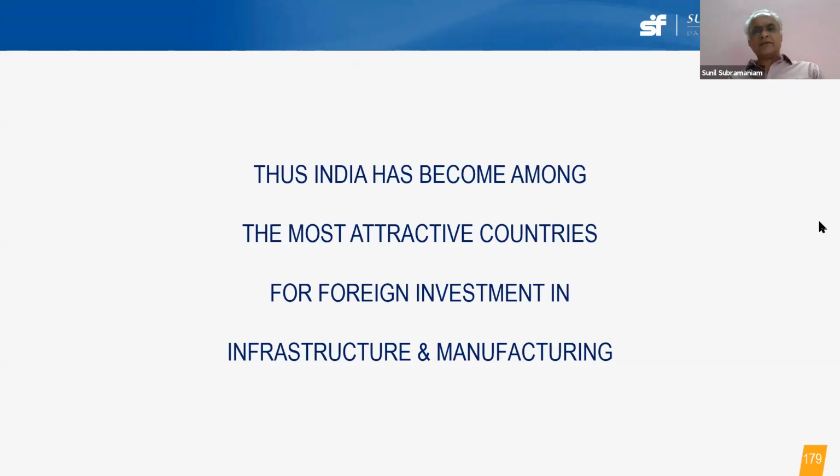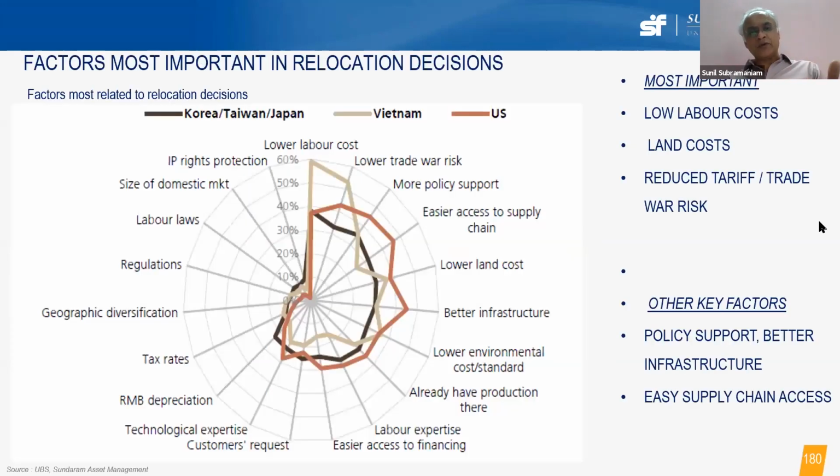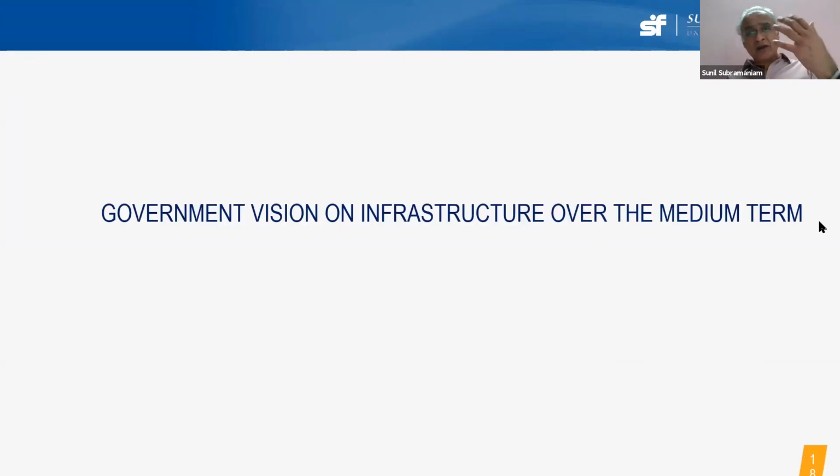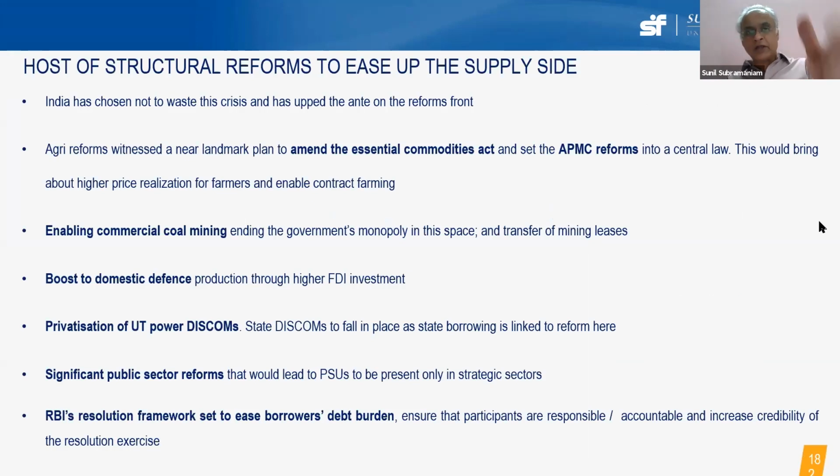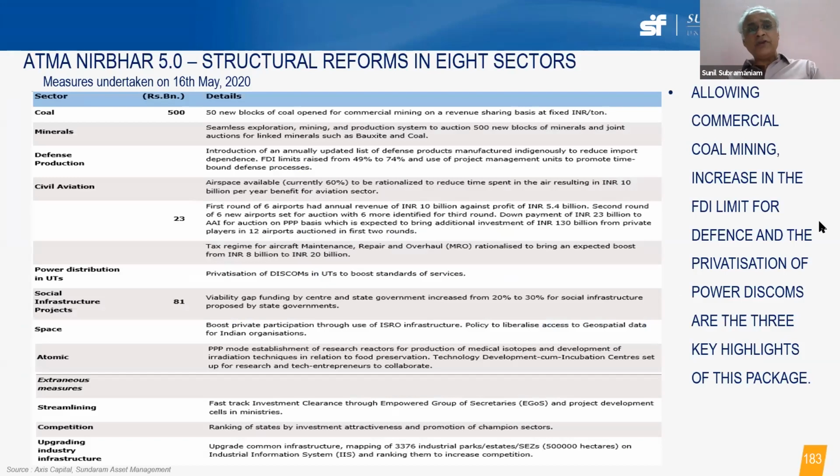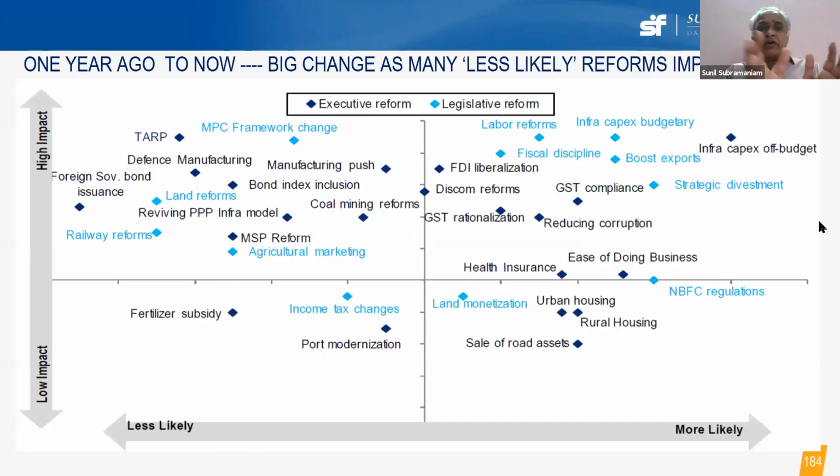So this basis has been further strengthened because the government has started doing a lot of actions on other factors which drive relocation decisions, with a vision on infrastructure of spending 100 lakh crores over the medium term and introducing a lot of reforms during the Atmanirbhar program itself. The government announced a number of reforms, which all feature in the most difficult but high impact reforms on the top left quadrant in this graph, and have been pushed through by the government at this point in time, right?